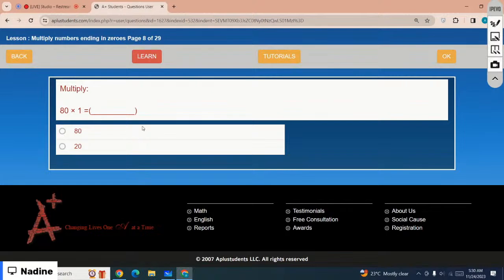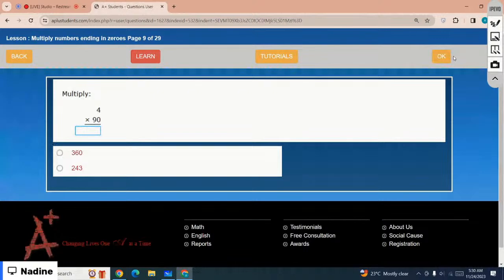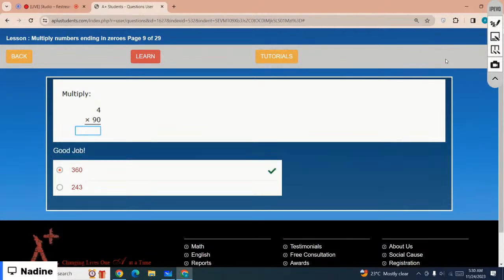Yes, the correct option is 80 times 1 equals 80. Okay, the next one is multiply 4 times 90 equals. Yes, 9 times 4 is 36. So the correct option is option number 1, 360 it is.